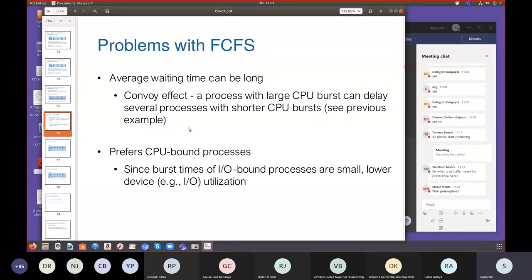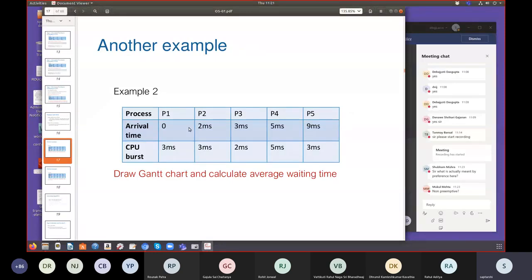Okay, so this is a very simple technique. I hope there are no questions. If not, then I have this question for you. Consider this example, and can you calculate the average waiting time and draw the Gantt chart? The difference here is that the arrival time is now different for different processes. In the previous example, every process arrived at time 0, but now they are arriving at different times. Can you take 5 minutes and work this out?